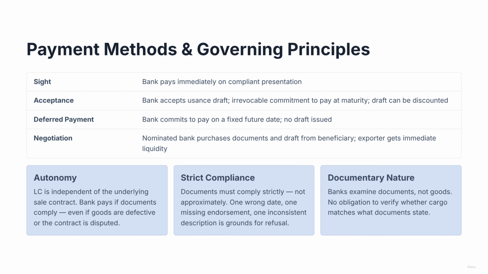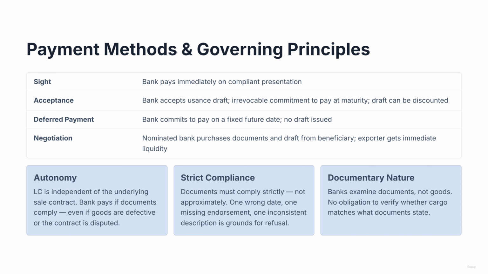The second is strict compliance. Documents must comply strictly with the LC terms, not approximately, not substantially. A description that reads differently from the LC wording, a missing endorsement, a date inconsistency. These are all grounds for refusal. UCP 600 and the ICC Banking Commission's published opinions provide guidance on where the line sits between a genuine discrepancy and a trivial one, but the default standard is strict.